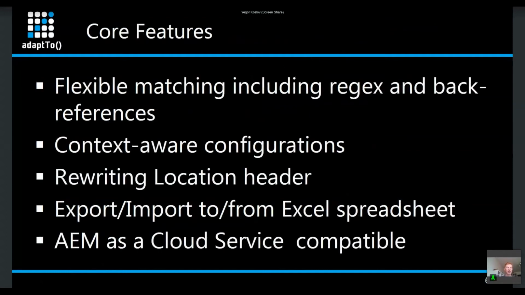The tool provides flexible request matching, including support for regular expressions and back references. In terms of functionality, it's more or less on par with Apache mod_rewrite rules. So if you previously managed your redirect configurations in Dispatcher, it's possible to migrate your old rules into the new tool in AEM. The tool provides context-aware configurations and rewriting of the location header. We will see this in the next slides. You can edit your redirect configurations online in Touch UI or offline in an Excel spreadsheet, and then import your data back to AEM. And it is compatible with AEM as a cloud service. A special focus was put into it.